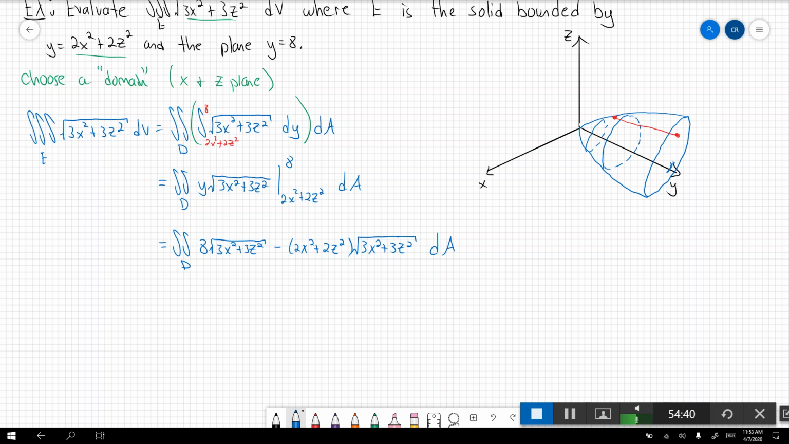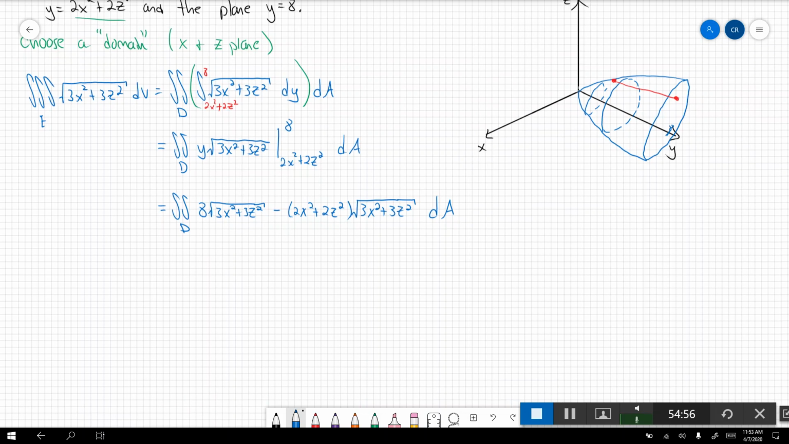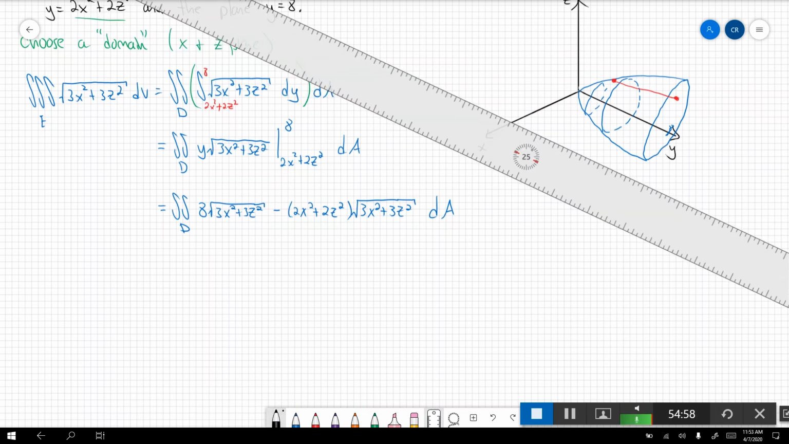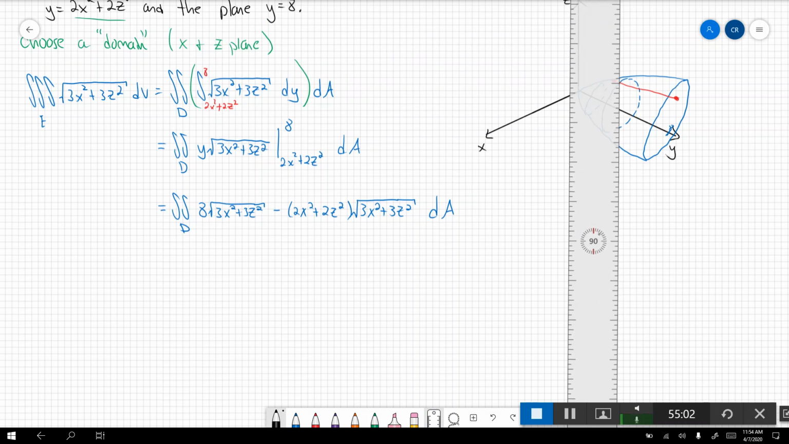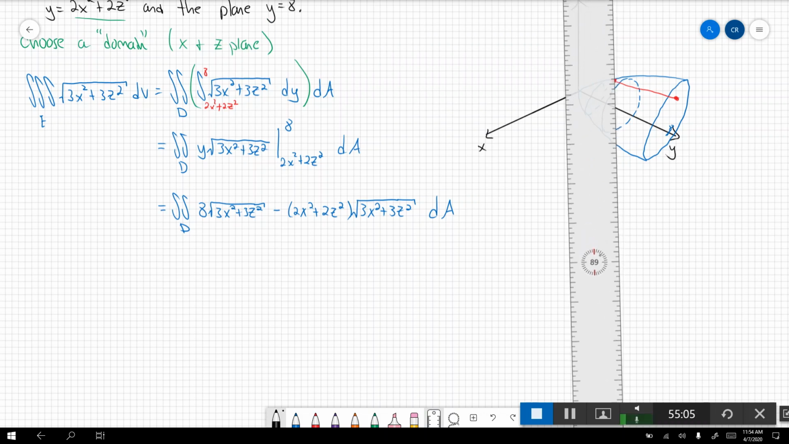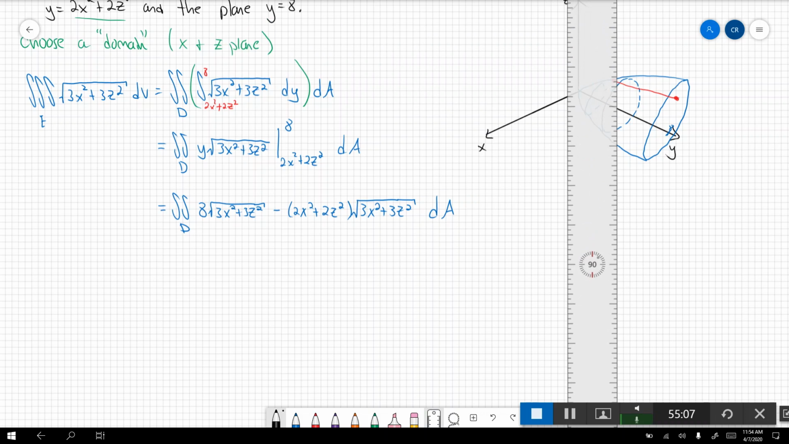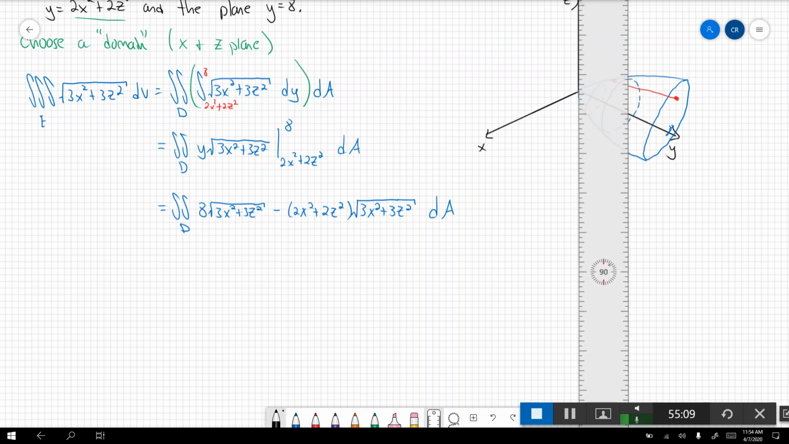Now, remember that domain that we chose was x's and z's. So let's start viewing that domain to see if we can start seeing what's happening here. I'm going to draw a quick sketch for this domain. That way we can analyze it and work with it just a little bit more. All right, here's 90 degrees, perfect.